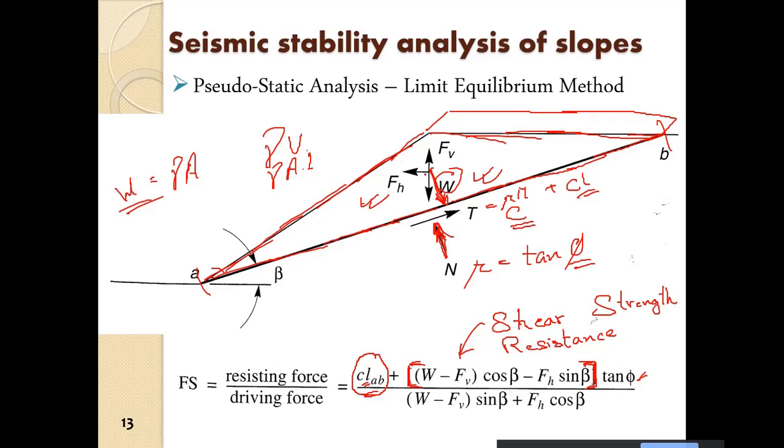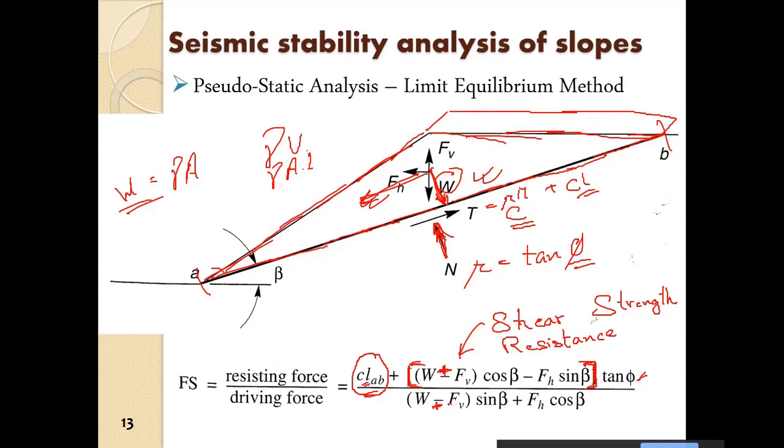Then similarly we have the tangential component. Here we can say FB is plus minus FB, and similarly here also this will be plus minus FB.